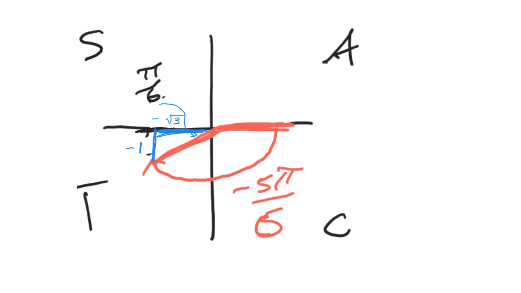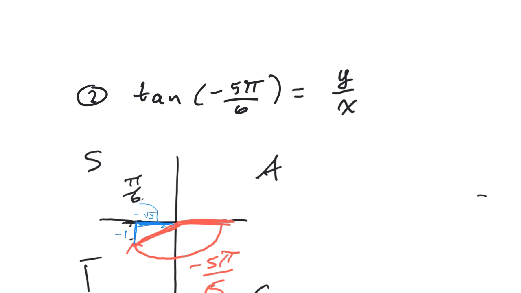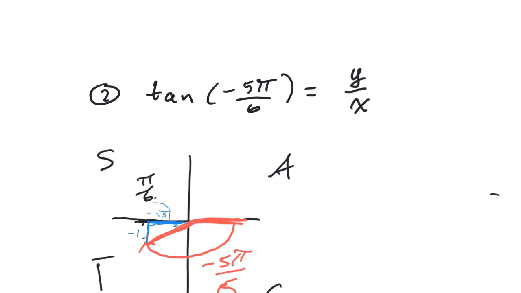Which means that for our final answer, we just substitute into our solution. So we have equals, our y value is -1, and then we have -√3 for x, and our answer is 1 over the square root of 3, and we're done.